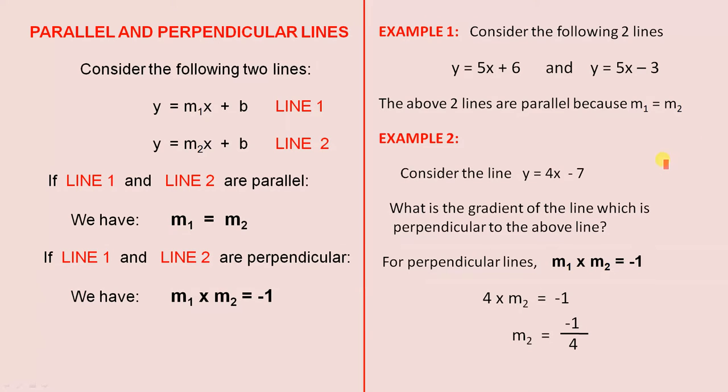Example 2. Consider the line y equals 4x minus 7. What is the gradient of the line which is perpendicular to the above line? Now remember, for perpendicular lines, the product of the gradients is -1. Now the gradient of the line that we're given is 4, so 4 times the gradient of the other line must be -1, so the gradient of the other line must be -1 over 4, and that's the answer.